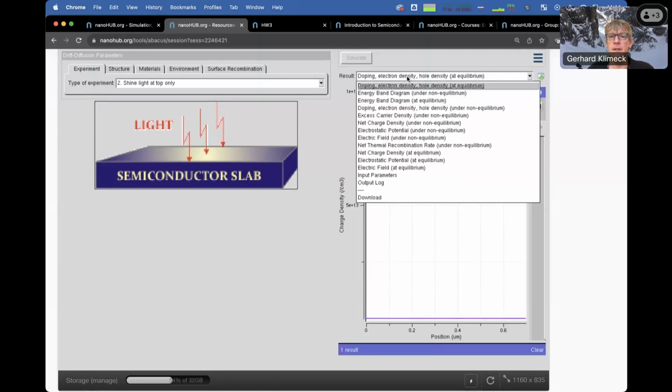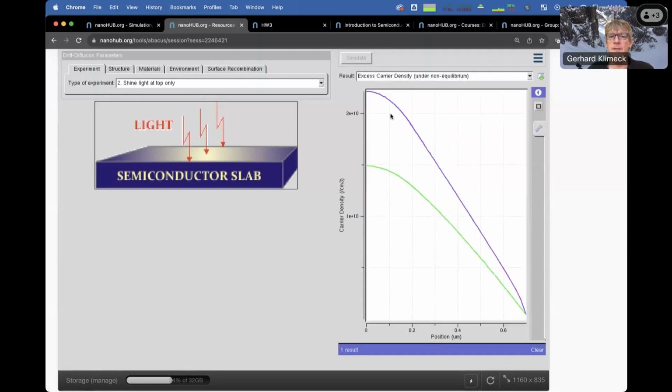Here I can now look at my excess carrier density. So this is my excess carrier density. I'm illuminating my slab to the left of 0.2, and I have no light here. This is somewhat reflective of your analytical expressions, except in your analytical expressions, you would have assumed this to be flat here, but there are things happening even in the illuminated section.